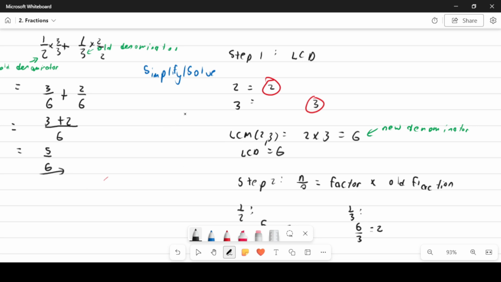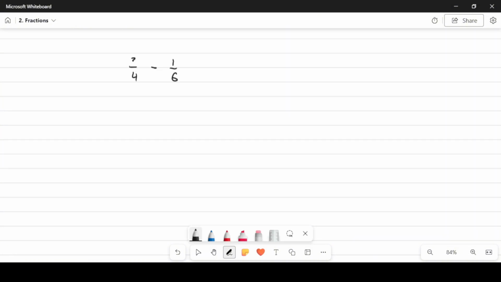Okay, so it's a very straightforward question, right? I'm going to do another example so that you can see how we do this. And yeah, it's basically as simple as that. Okay, so let's say we have 3 over 4 minus 1 over 6. Now, we are subtracting fractions where the denominators are not the same. So what I have to do is make the denominators the same. How do I make them the same? By following the steps that I discussed.